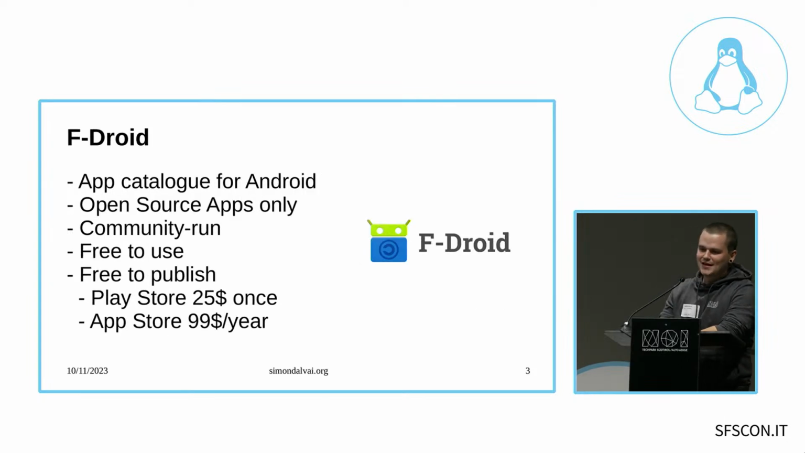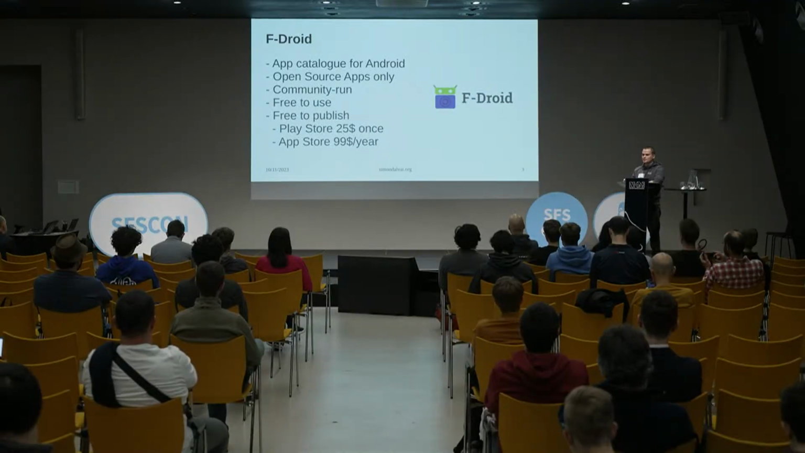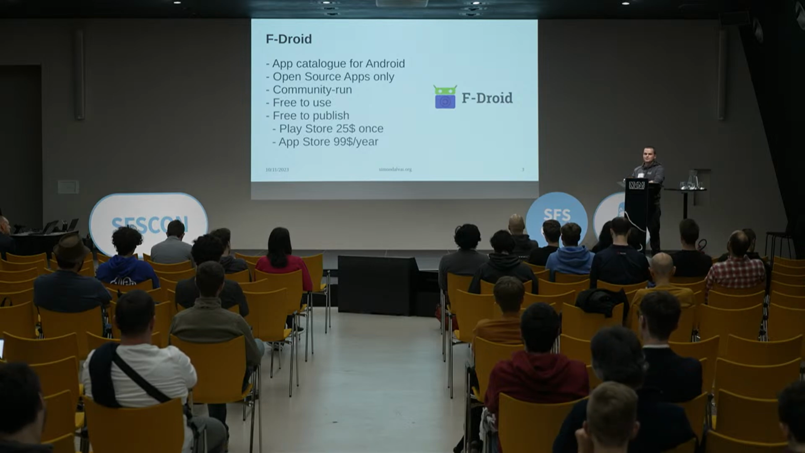Okay, so F-Droid is actually an application where we can download Android applications that are all open source. And it is a non-profit community-run project, so only volunteers work on this project, and there is no company seeking profit. So you can be sure that there is no data that gets pulled from you or sold or something like that. So it is free to use and also, most importantly, free to publish.